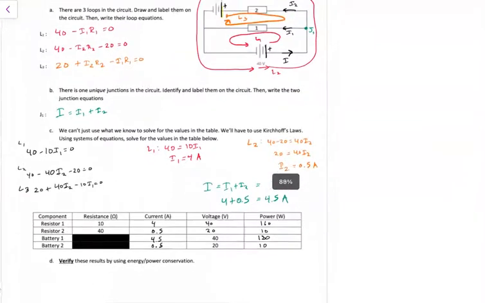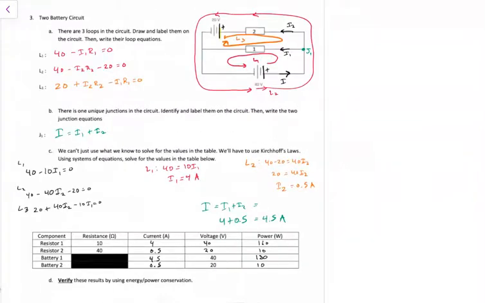And then it says to verify these results. I don't want to do any calculations. I just want you to make sense of how this 180 watts coming from this 40 volt battery is being conserved in this circuit, passing through resistor 1, resistor 2, and the 20 volt battery that's pushing against it. So you might want to think about whether there is a negative wattage going on.